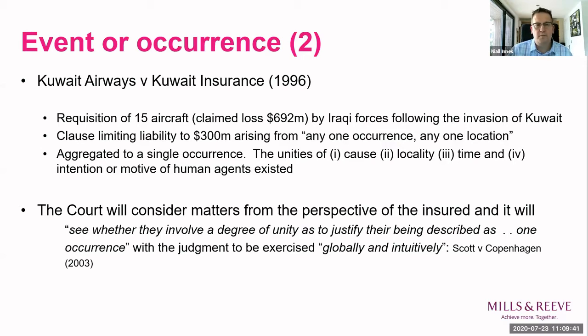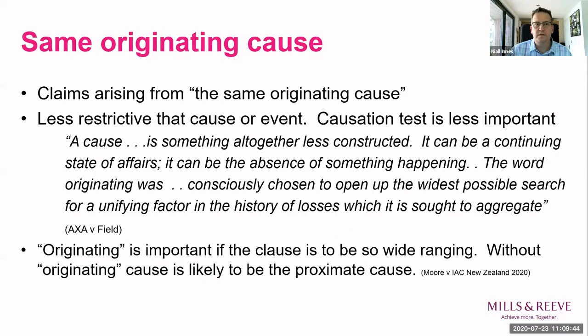And it's quite useful to compare those event and occurrence clauses with those which are the same originating cause. Because these clauses are much more widely drawn and are more widely interpreted, but are less commonly seen. So you can see a quote there from the House of Lords in Field. Field was a case which arose out of some unwise underwriting of reinsurance contracts. But the court said that in this type of clause, where there's the same originating cause, there is much less need to find a close causative link. So a cause is something altogether less constructed.